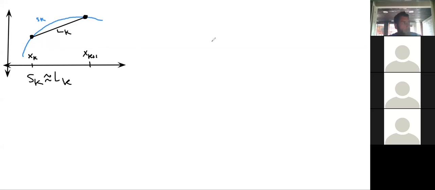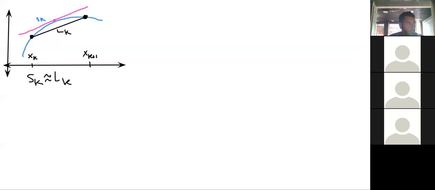Now, one of the things we learned in Calc 1 was this very powerful thing called the mean value theorem. And what the mean value theorem says is that there is a point on this blue curve where the tangent line has the same slope as the line connecting the 2 points, the black line. So let's write this down.